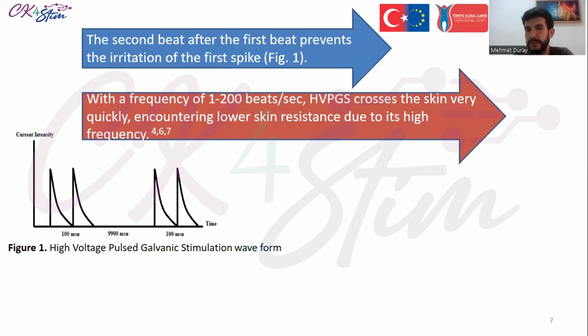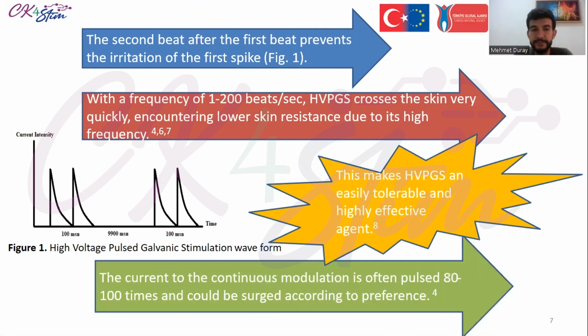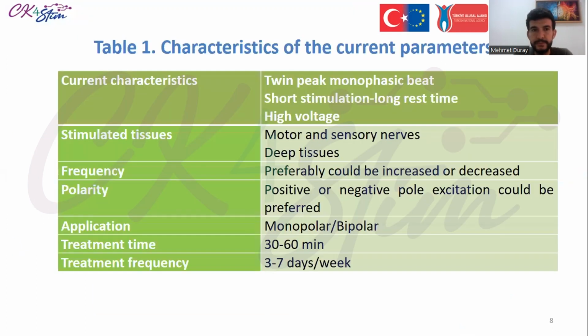High voltage pulse galvanic stimulation crosses the skin very quickly. This is a very important effect, and it encounters lower skin resistance due to its high frequency. These attributes make high voltage pulse galvanic stimulation an easily tolerable and highly effective agent. And the current to the continuous modulation is often pulsed 80 to 100 times, and could be selected according to preference.